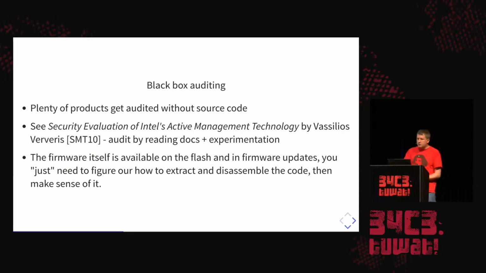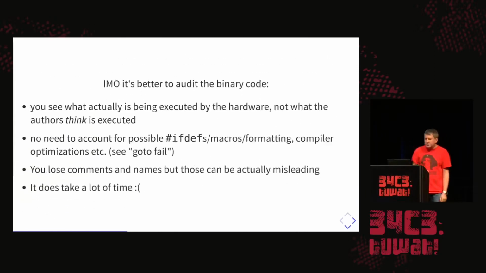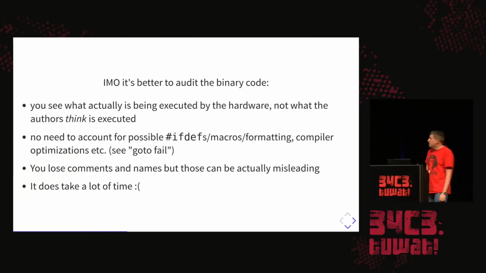And even if you don't have source code, you have the binary code. So the firmware is available on flash. It's not encrypted for now. So you can just figure out how to extract it, disassemble the code and see what it does. And in my opinion, it's a superior approach. When you have the binary code, you see what is actually being executed. So you're not confused by comments, by the variable names or whatever, or code formatting.